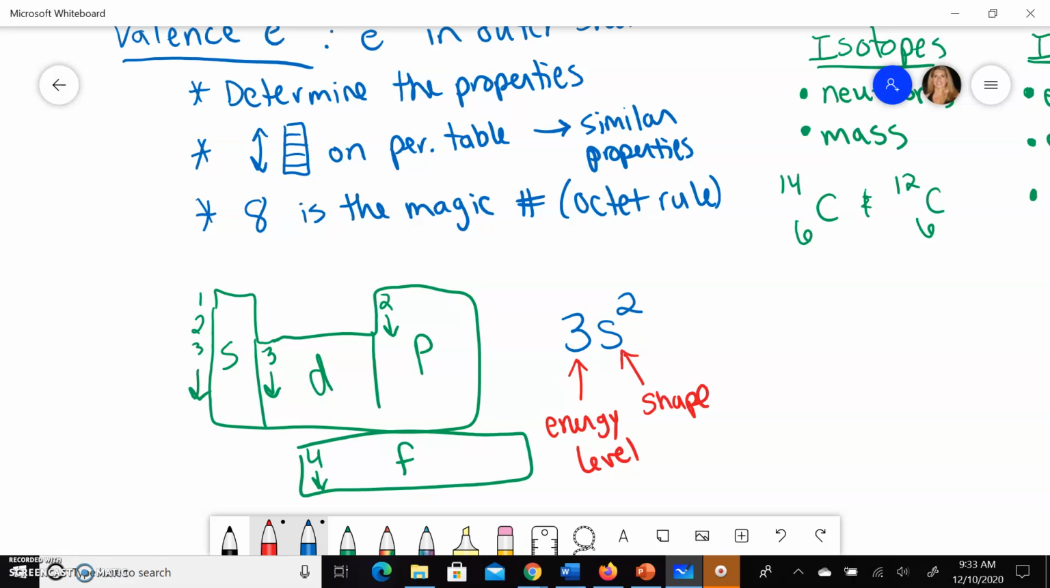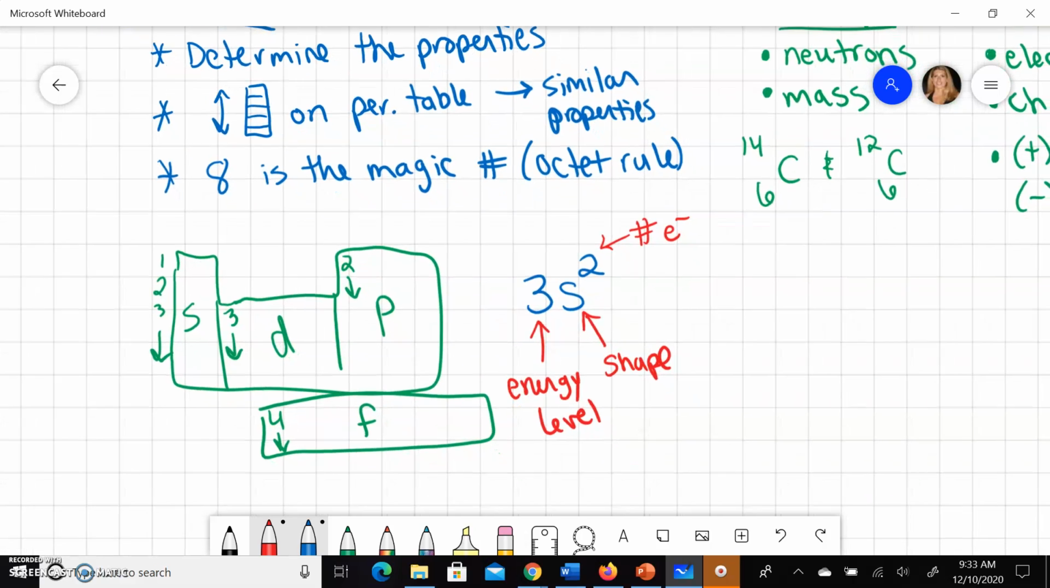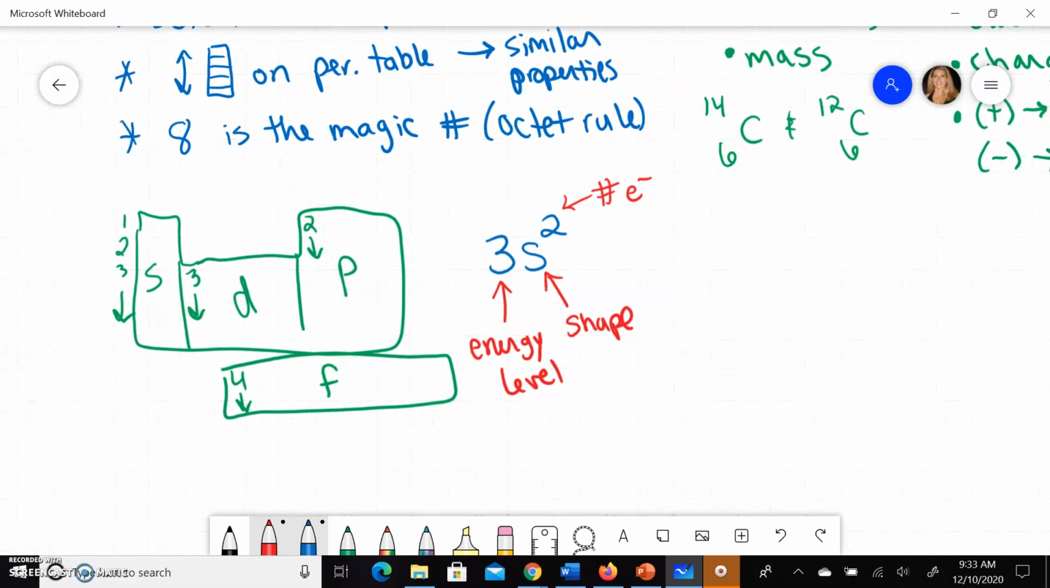So the combination of the 3 and the S is describing a region of space. And then this little number is telling us the number of electrons in that region of space. So the 3s2 is telling us that we're in the 3rd region from the nucleus. It's shaped like a sphere, and there are 2 electrons in that region. We also can talk about orbital notation, where we draw the electrons as arrows instead of just listing how many.